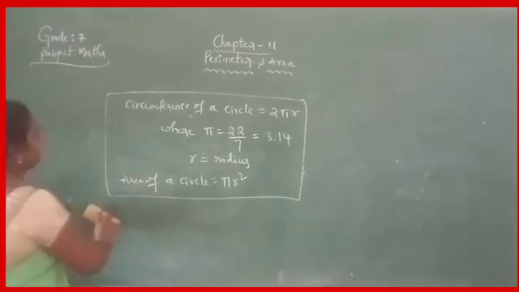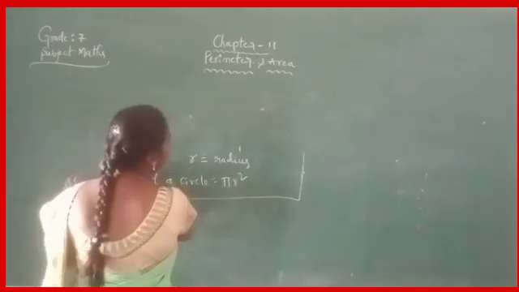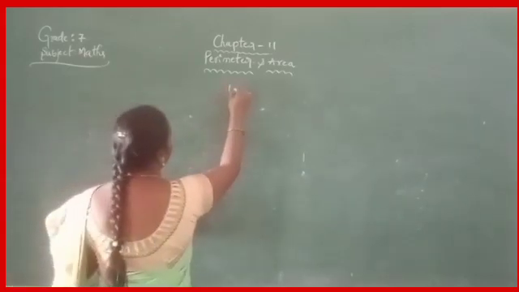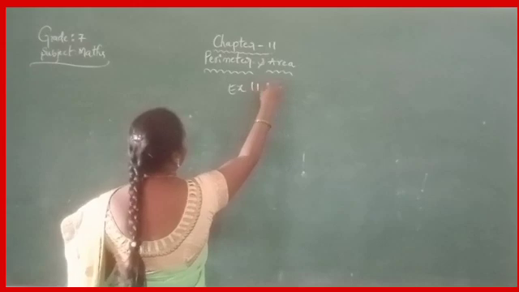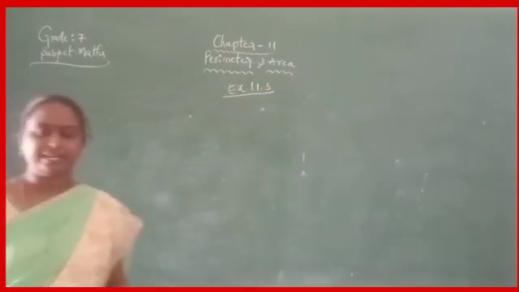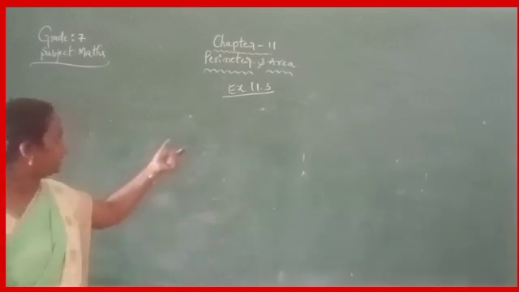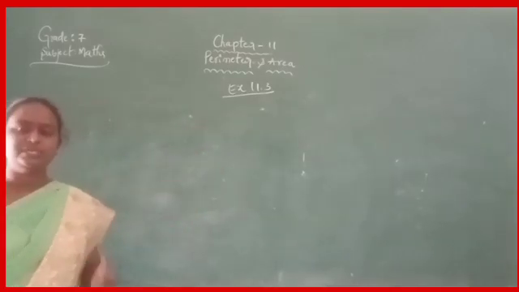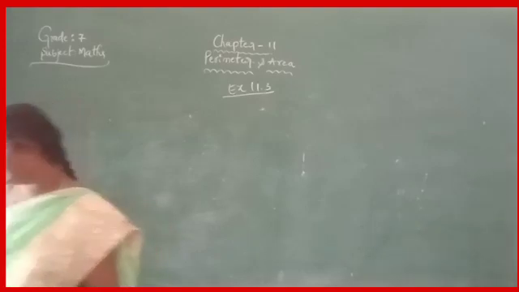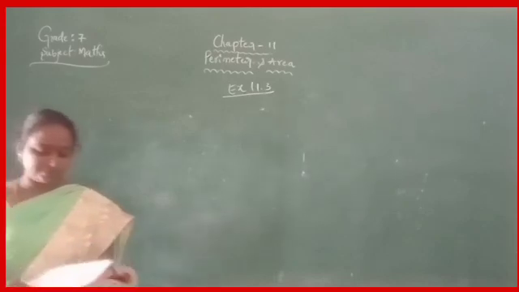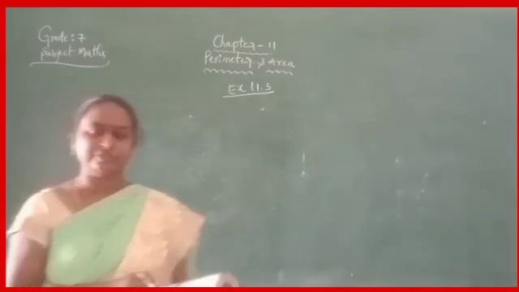Right. Okay. So next, keep heading Exercise 11.3. We will solve Exercise 11.3 based on the circumference and area of a circle. This exercise is totally based on the concept of circles. Is it clear? Right. Okay. So take your textbook, page number 223.